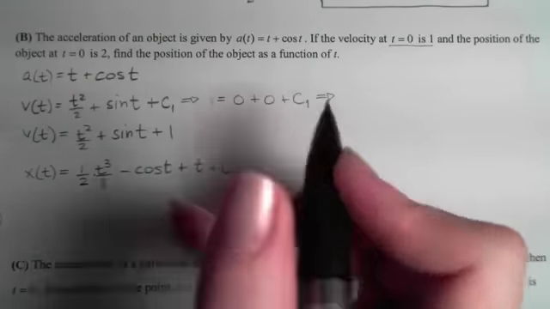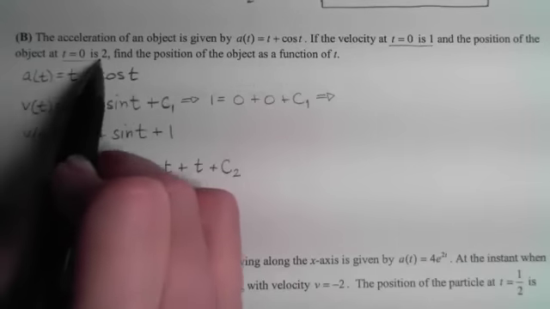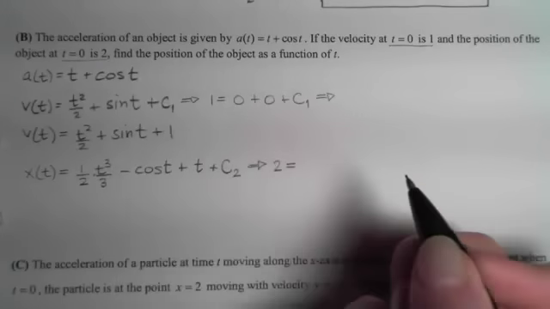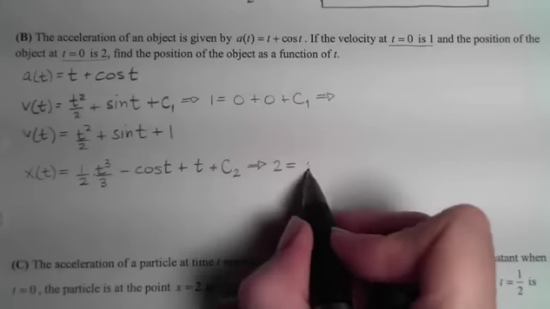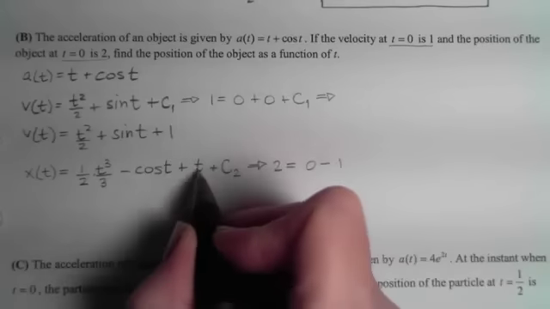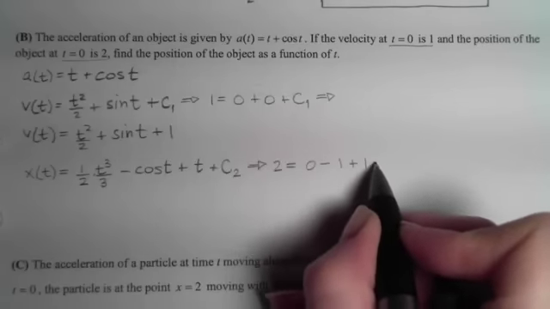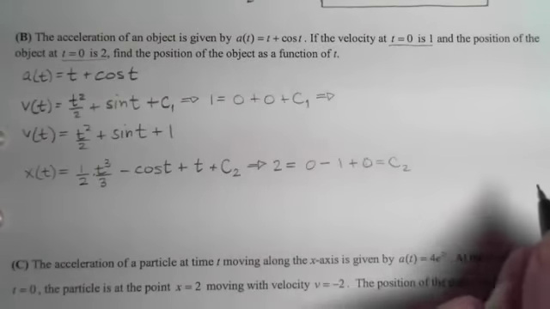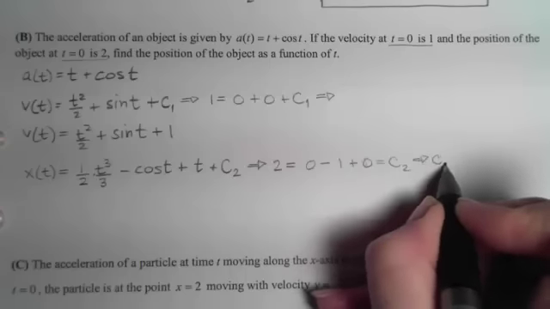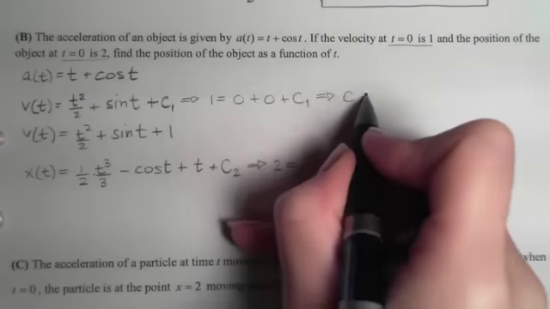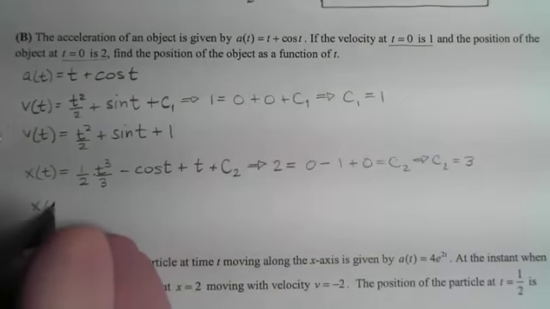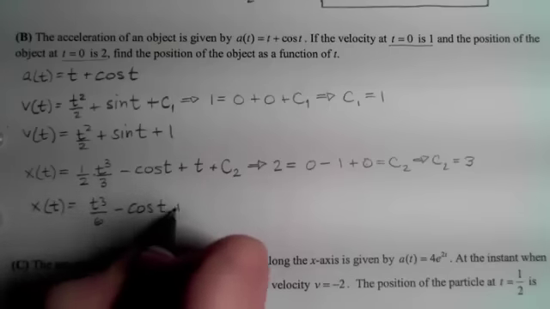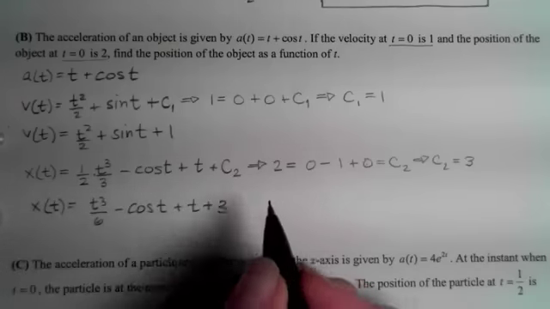To nail down that second constant, I use the fact that the position at time 0 is 2. So the position will be 2 when the time is 0. So plug in 0 here, plug in 0 here, plug in 0 here. So that means c sub 2 is going to be 3. So if I finish up, my x of t is t cubed over 6 minus cosine of t plus t plus 3.